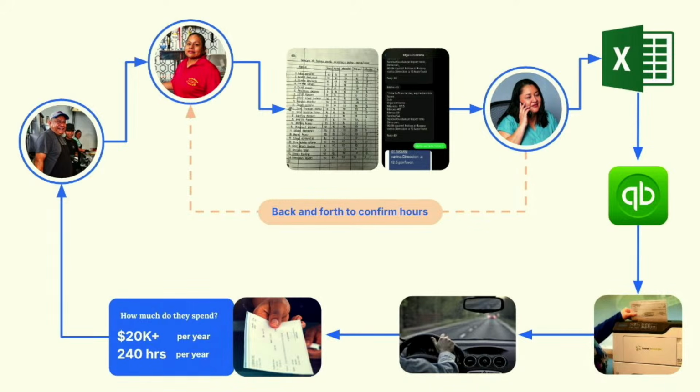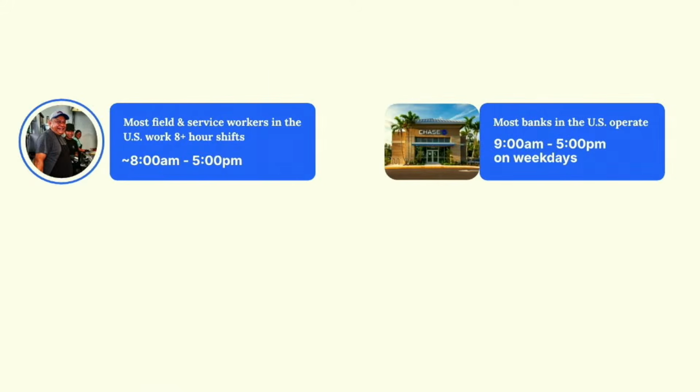All in all, we find that employers are paying upwards of $20,000 a year and about 5 hours a week, or roughly 240 hours a year, in actually being able just to pay their employees. A lot of the questions we get is like, well, if this was so bad and the system were so broken, wouldn't Miguel just go open a bank account? Unfortunately, that's not as easy.